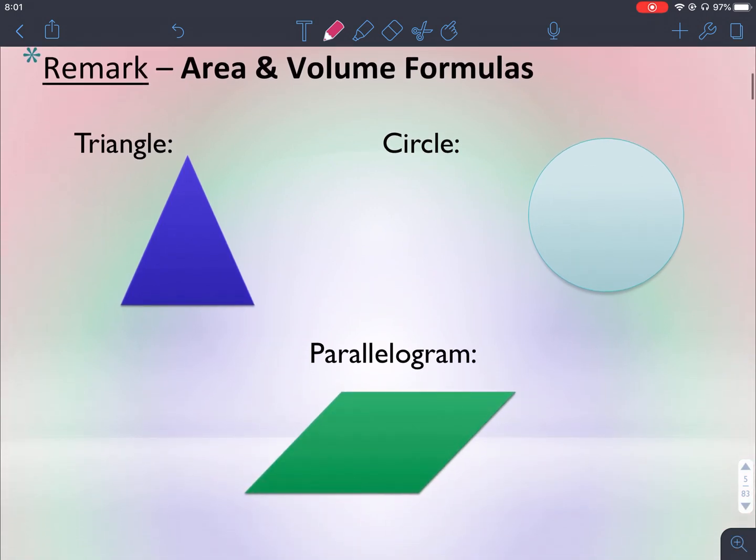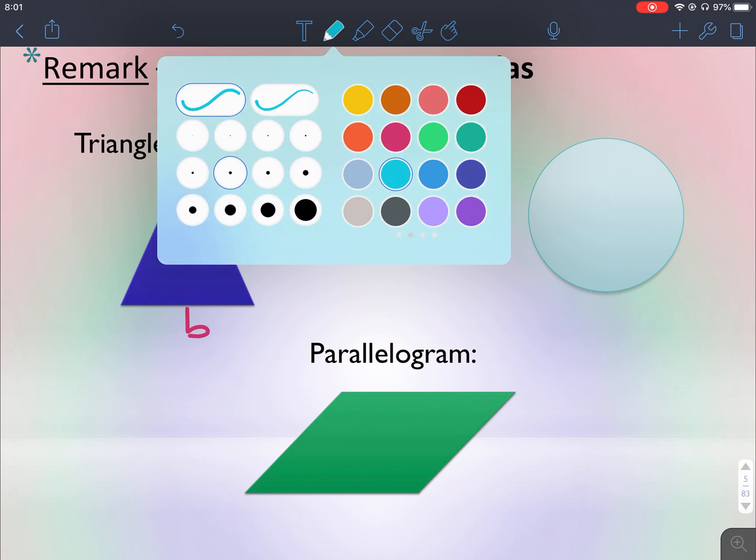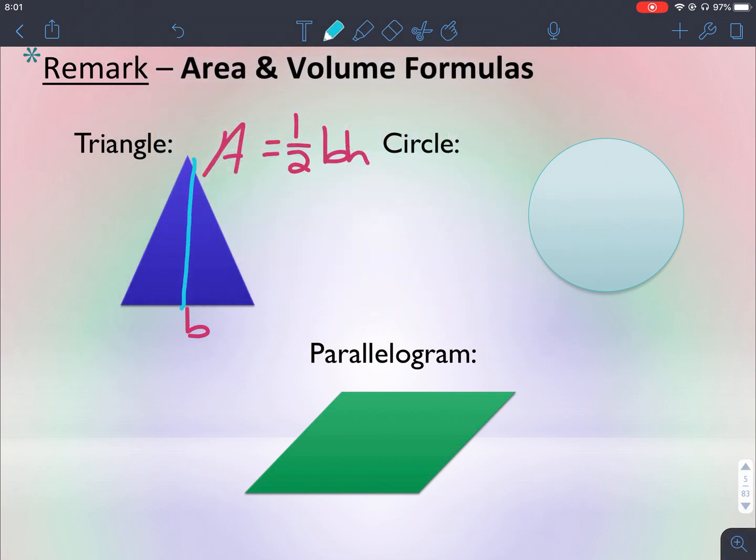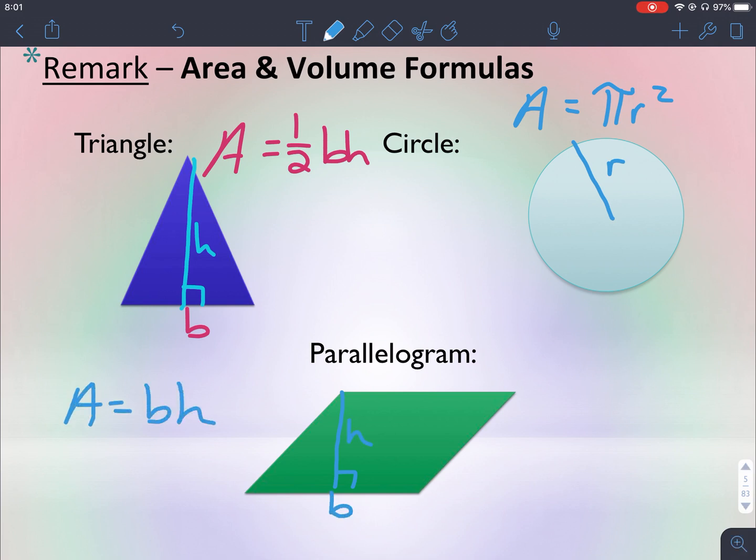A few area formulas for you. The triangle has an area of 1/2 base times height. The height always makes a 90-degree angle. A circle, the area is equal to pi r squared. And then a parallelogram is actually the same as a rectangle. A equals base times height.